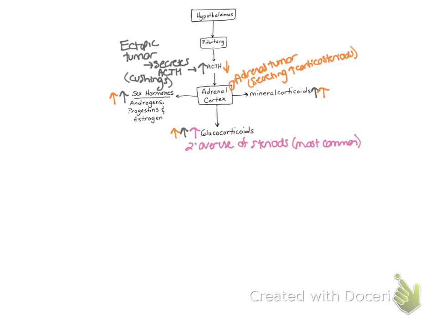If all these are high, it's going to then tell the hypothalamus to tell the pituitary that we don't need as much ACTH because we're already high. So that's why that ACTH is lower.